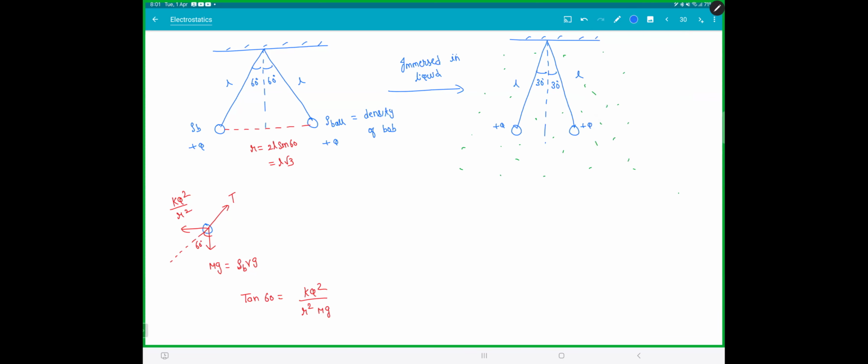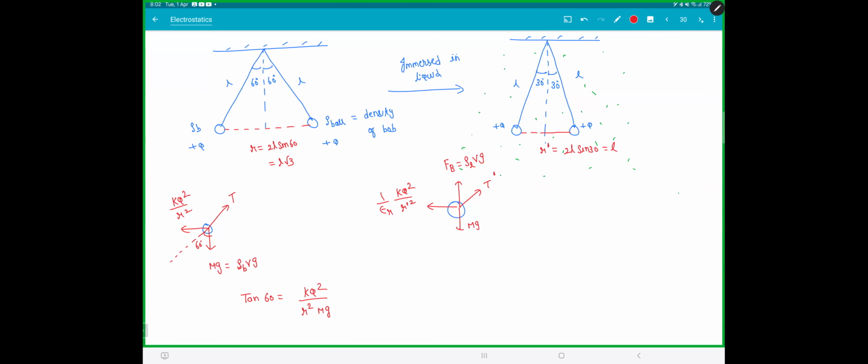Now, when you draw the FBD of this ball, something happens here. The tension will be different, T dash. You'll have your weight mg, that is the same. Now you'll also have a buoyant force FB, which is rho liquid times volume times g. On top of it, even this repulsion force will decrease now. It will be kq² by the new distance r dash, which is 2L sin 30, which is L, and r dash squared, times 1 by epsilon r.